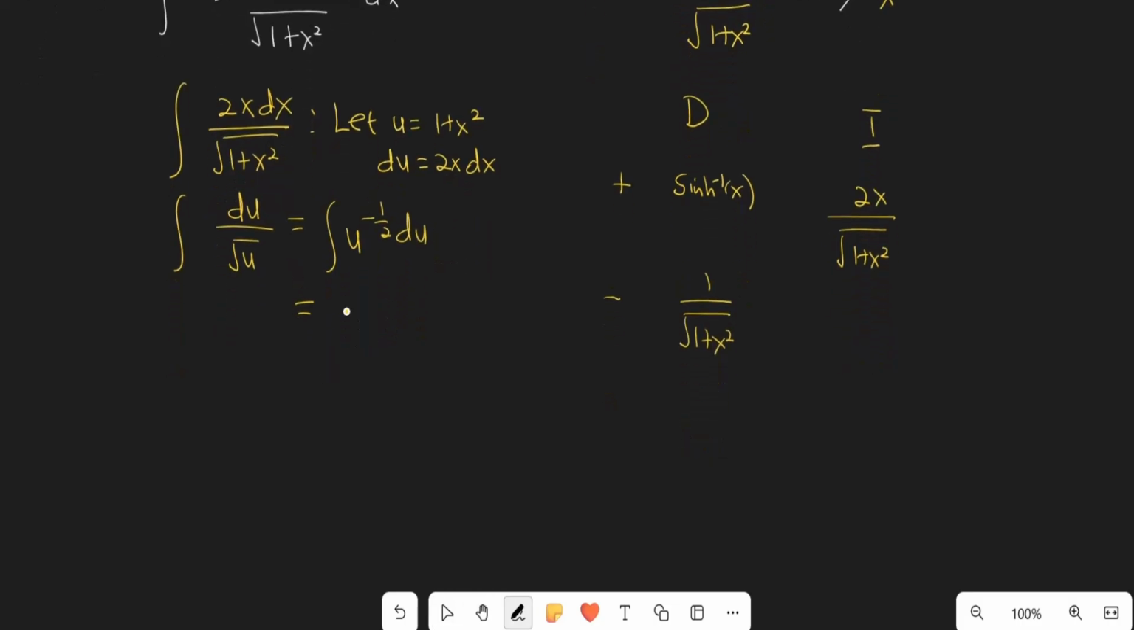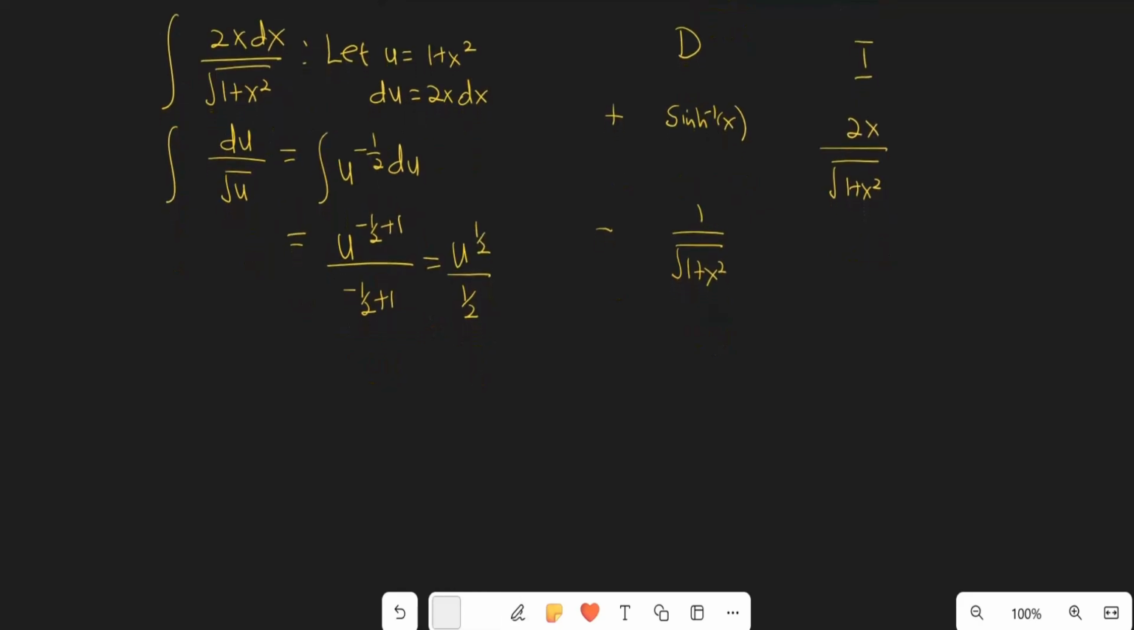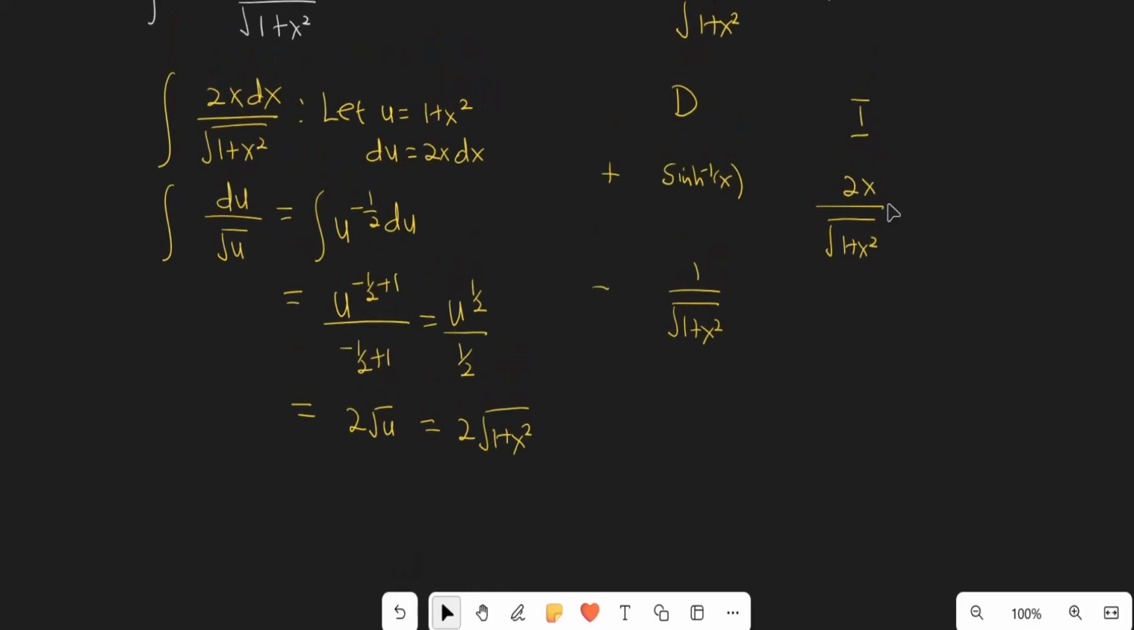So integrating u to the power negative 1/2, we have u to the power negative 1/2 plus 1 over negative 1/2 plus 1. And this is equal to u raised to the power half all over 1/2. And this is equal to 2 times the square root of u, because 1 over 1/2 is 2, and u raised to the power 1/2 is the square root of u. So we just replace u, which is 1 plus x squared. So this is equal to 2 times the square root of 1 plus x squared. So integrating this, we are getting this. Let me write that here, and then we apply the integration by parts for the second time for I1.